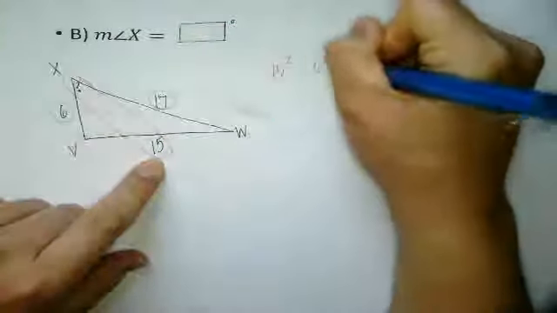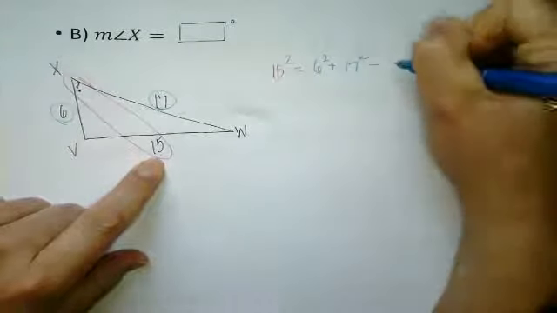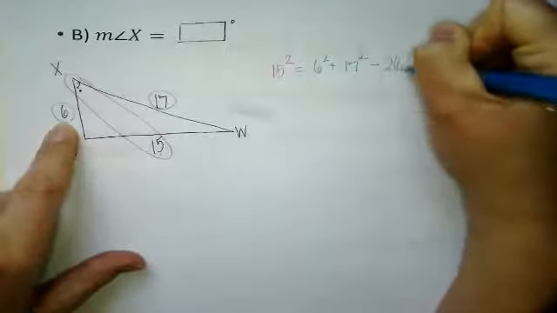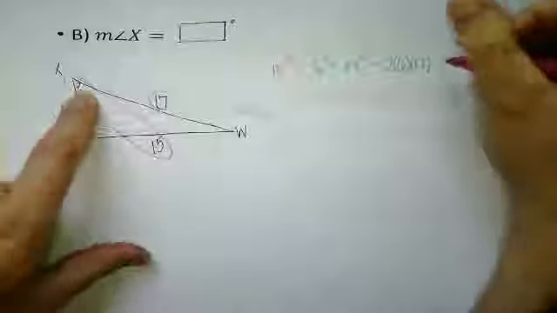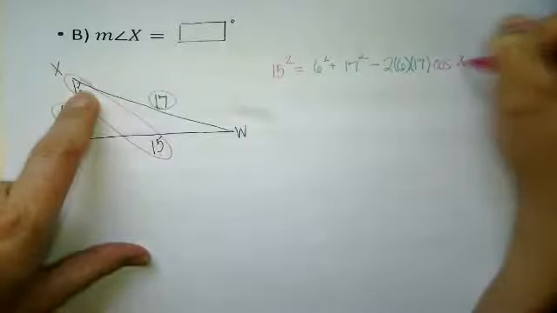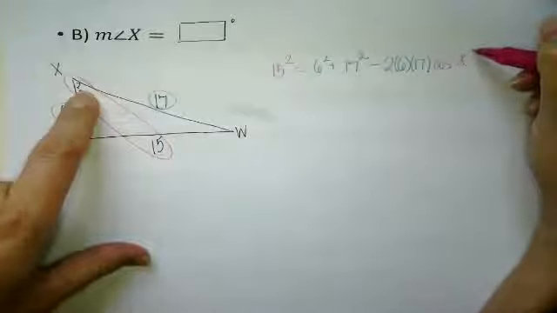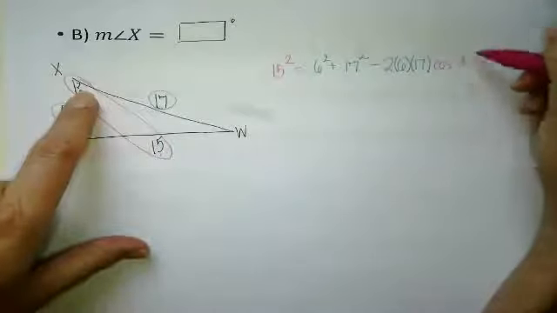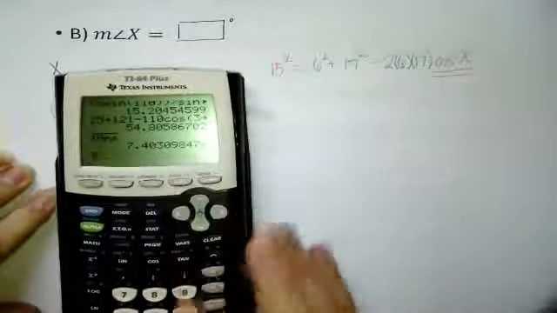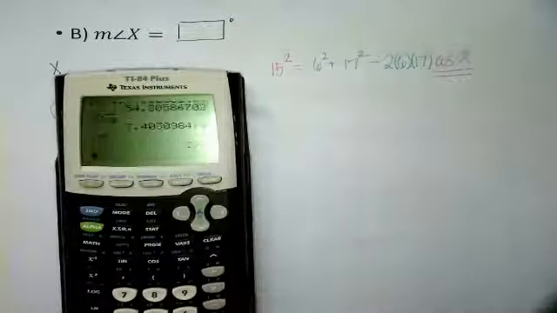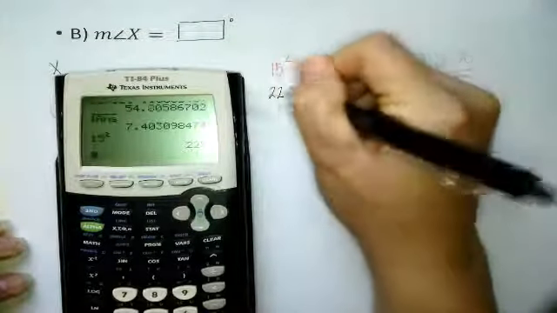So 6 squared plus 17 squared minus twice the product times the cosine of the included angle. And that included angle is angle X. And that's what I'm trying to find. So what we need to do is actually work on isolating the cosine of the angle. So I'm going to simplify, clean this up a little bit, and then move everything away from that cosine of X. So 15 squared is 225.